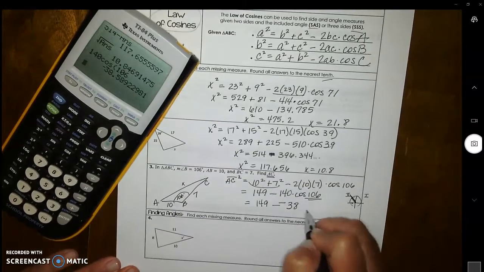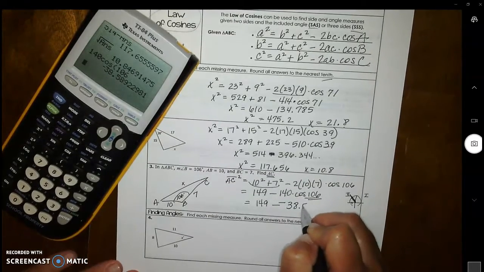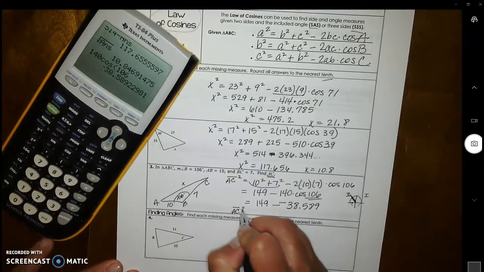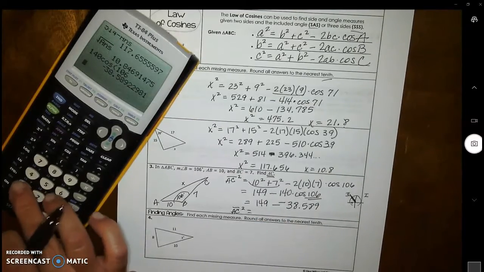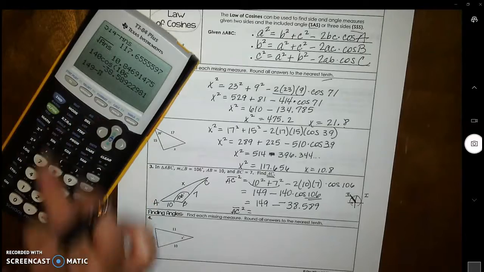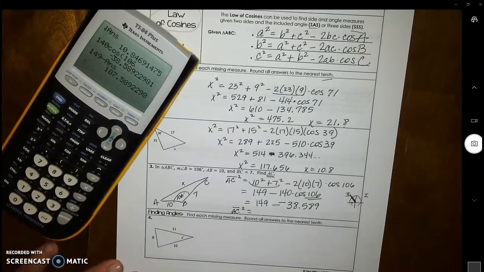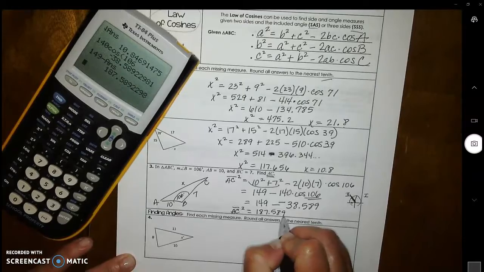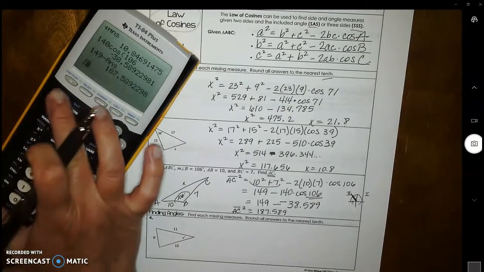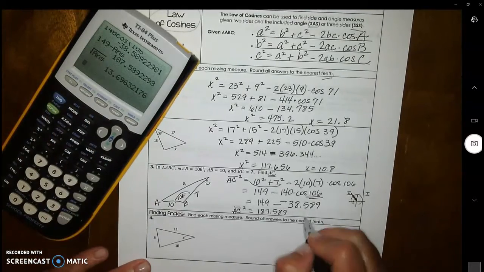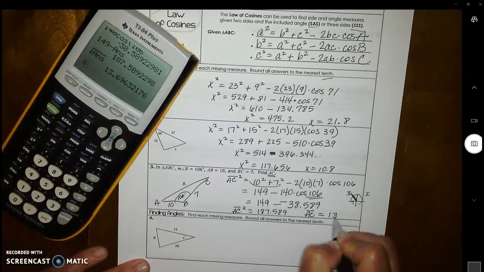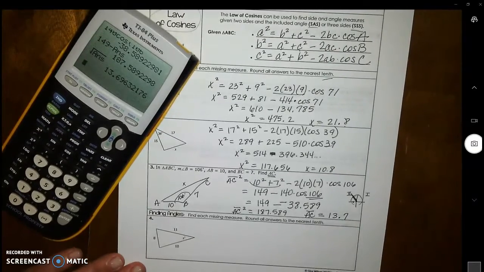So it is a negative 38.589 or whatever. Okay, so I end up with AC squared equaling 149. I'm going to have to subtract that answer in my calculator, 187.589, and square root that to get that side AC is about 13.7.